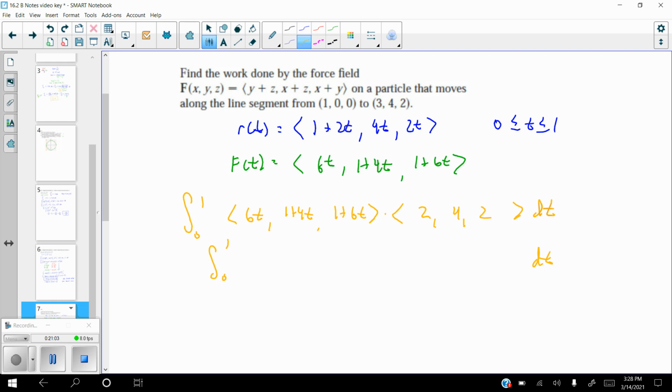So now let's go ahead and do this. So that's going to be 12t plus 4 plus 16t, so 4 plus 16t plus 2 plus 12t. Yeah, that looks much, much better. So now we're going to take the integral from 0 to 1. Let's see, 12 and 16 is 28, and 12 more is 40, so 40t. The constants are going to be 4 and 2, so plus 6, dt.